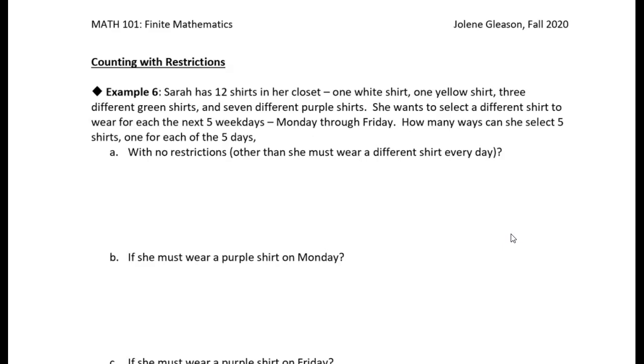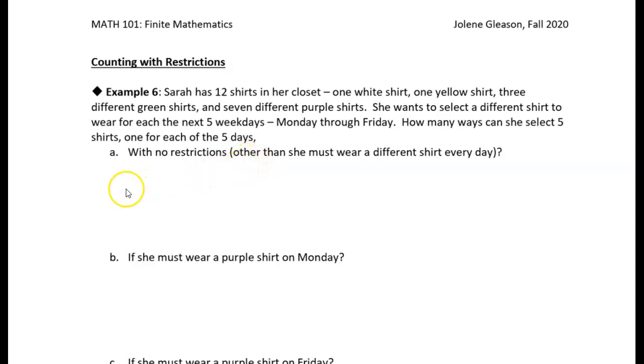In this example, Sarah has 12 shirts in her closet. One is white, one is yellow, 3 are green, and 7 are purple. She wants to select a different shirt to wear for each of the next 5 weekdays, Monday through Friday. How many ways can she select 5 shirts, one for each of these 5 days?